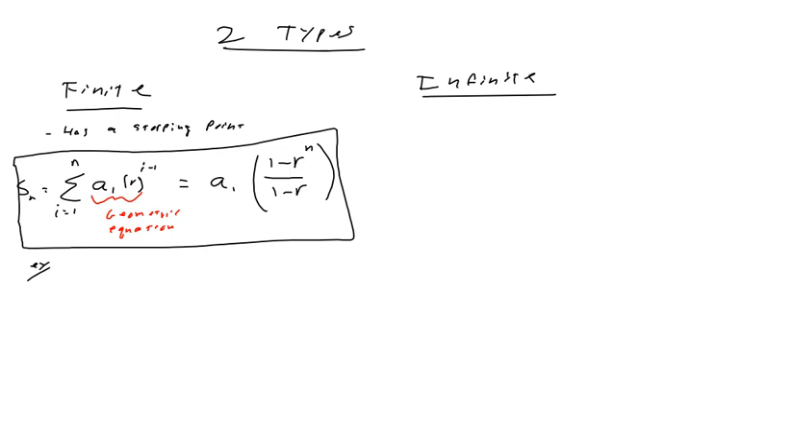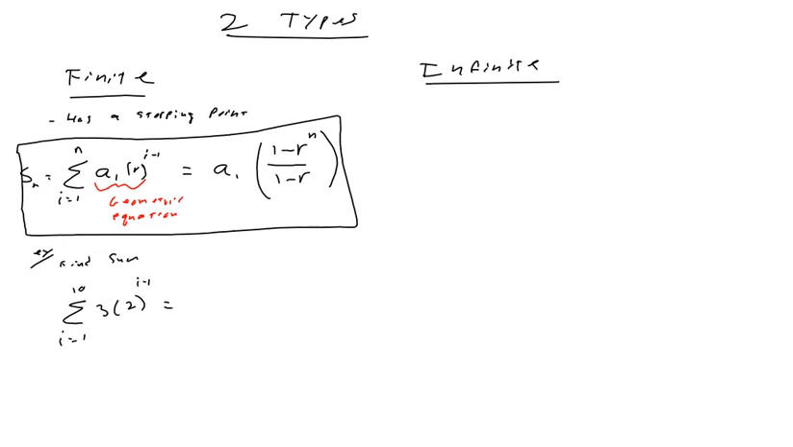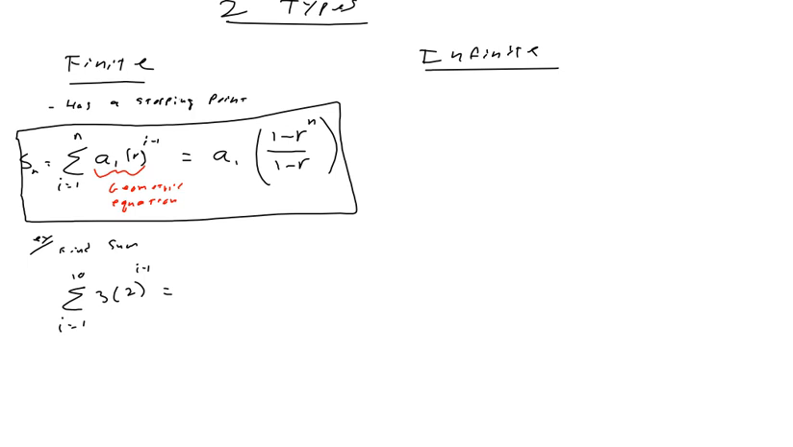For example, find the sum from i equals 1 to 10 of 3 times 2 to the power of i minus 1. So here's my sum. I want to find this sum, and I know that my numbers go from 1 to 10. I have 10 values in my sum.